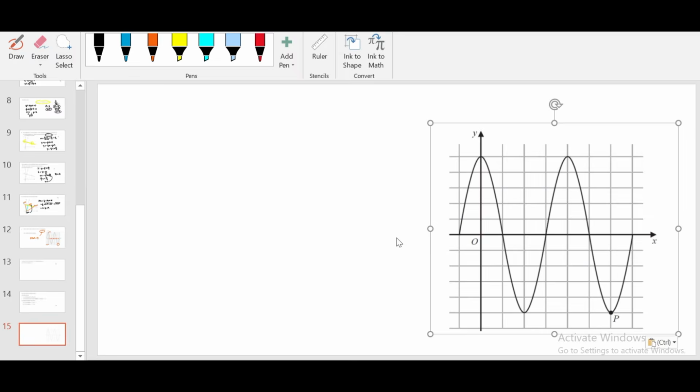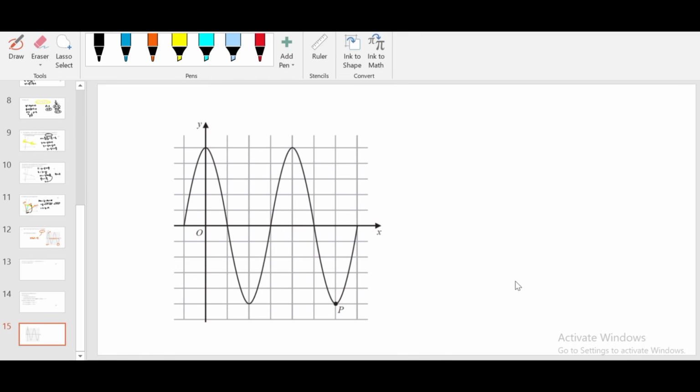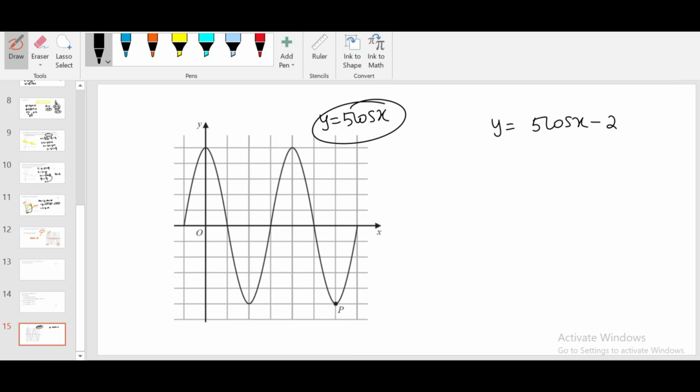This is the given graph y is equal to 5 cos x. So when they say y is equal to 5 cos x minus 2, you need to find the maximum point of this one, the first maximum point on the positive side. So you have 5 cos x. If you put negative 2, it's a translation. You need to move the graph downwards 2 units. So when you move the graph downwards 2 units, the graph would be something like this.